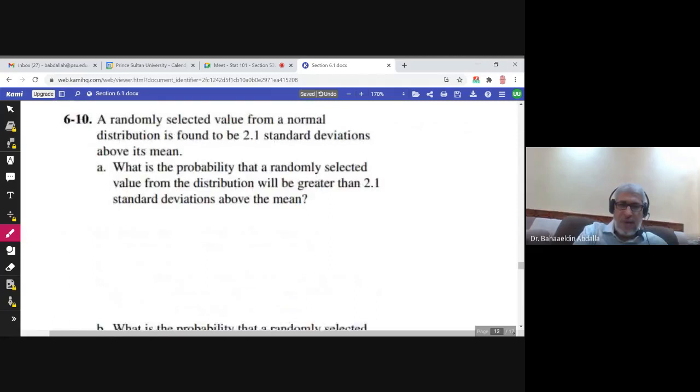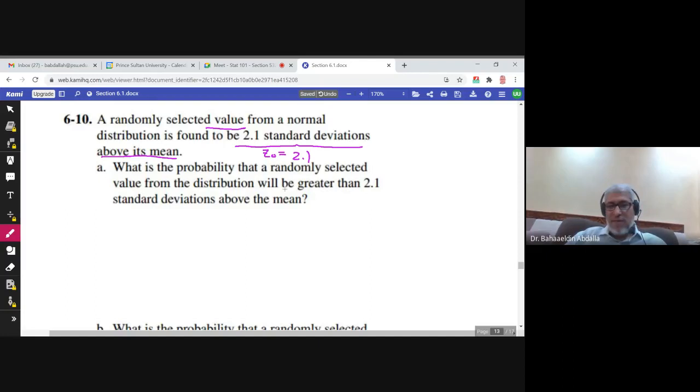That's easy. A randomly selected value from a normal distribution is found to be 2.1 standard deviations above its mean. What is the meaning of this? If the value is 2.1 standard deviations above the mean, this means that Z0 of this value is 2.1. Or you can say Z, okay? 2.1 standard deviations above the mean. So Z, the standardized value of this value, is 2.1.